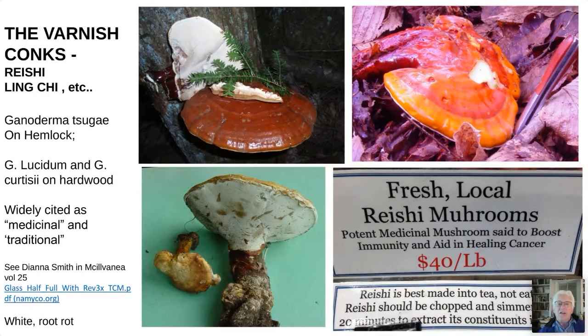Now we come to the varnish conchs. These are the Ganoderma species. Typically, we think of Ganoderma tsugae, on hemlock, or Ganoderma lucidum, growing on hardwoods. But there are about a dozen species of Ganoderma. All of them are treated in the popular literature pretty much the same. They're called reishi or lingzhi. And you can make a lot of money by bringing them to your local health food store, and you can sell them there. A lot of people will buy it.